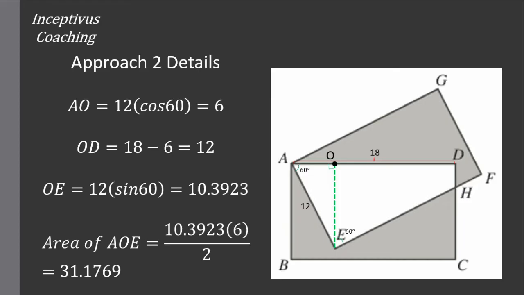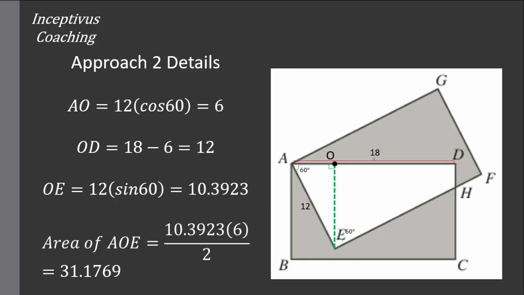and that gives you OE equal to 10.39. So we have the base of AOE, which is 6, and I have the height, which is 10.39. I can calculate the area of the AOE triangle, and that is about 31.1769. So all we're left with is this trapezoid to the right. We know the lower base of this trapezoid, OE, that's about 10.39. We know the height of this trapezoid, which is OD, that is 12.